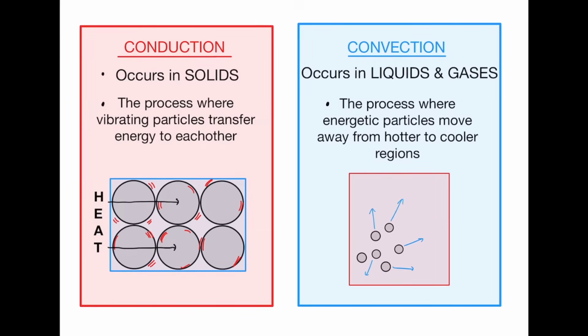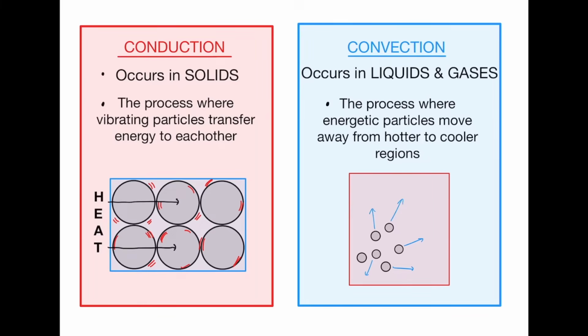So conduction occurs in solids, and as you can see from the diagram, when the particles get hot, they vibrate, and the energy they create from vibrating is transferred across the solid until all of them are vibrating, which makes the whole solid hot.